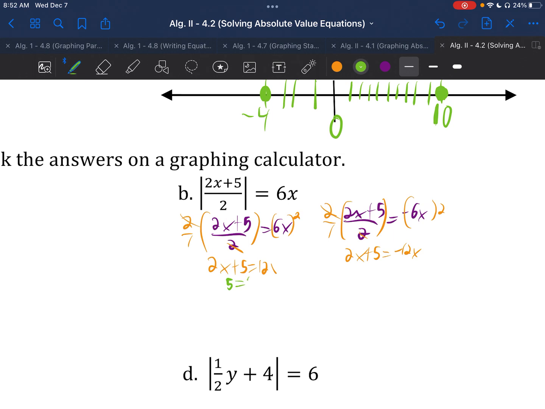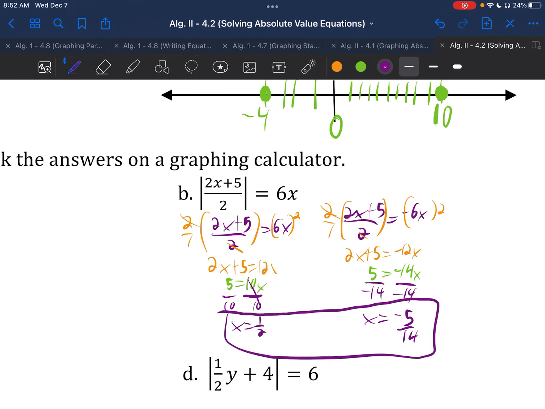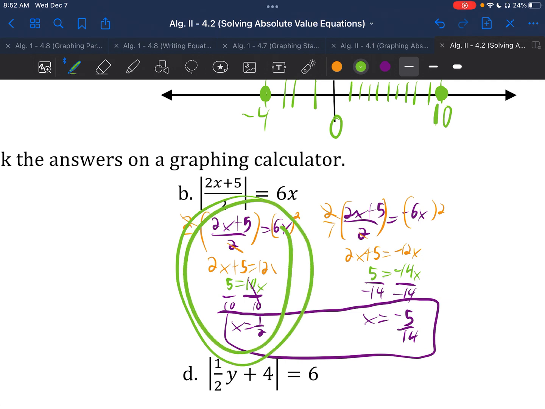Now we have x's on the left and the right, so we want to get those all together, so I'm going to subtract 2x from each side and get 5 equals 10x and 5 equals negative 14x. Divide by 10 and get x equals 5 over 10, or 1/2. Divide by negative 14 and get x equals negative 5 over 14. The negative on top, bottom, out in front, doesn't matter. And that would be all.